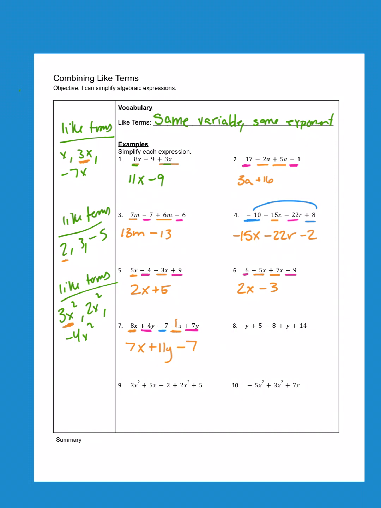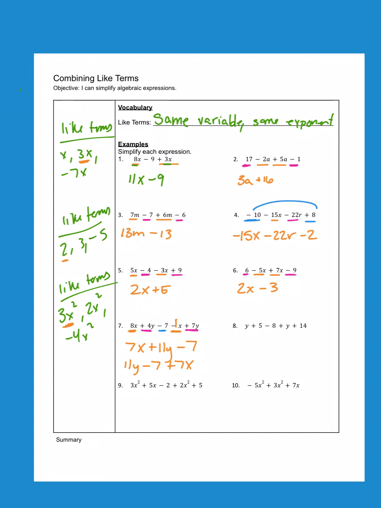If you have these in a different order, maybe you had 11y minus 7 plus 7x, that's okay too. It's not standard form. Standard form would be alphabetical with the constants or plain numbers at the end. But it's still equivalent. We still have 11y and 7x positive, then 7 is negative. As long as we keep the right numbers positive and negative, it's equivalent.